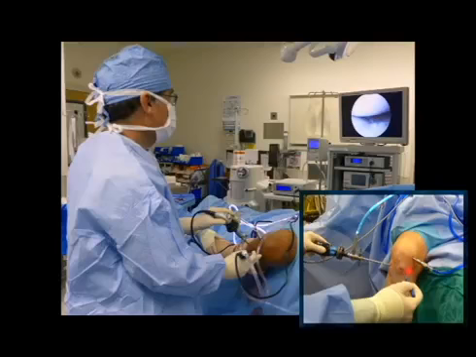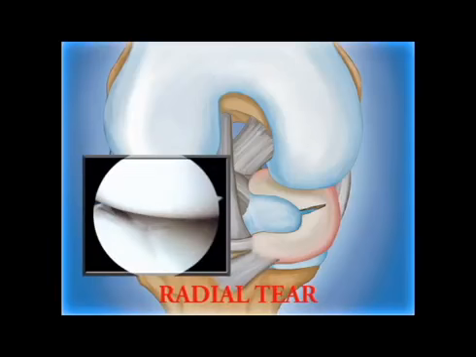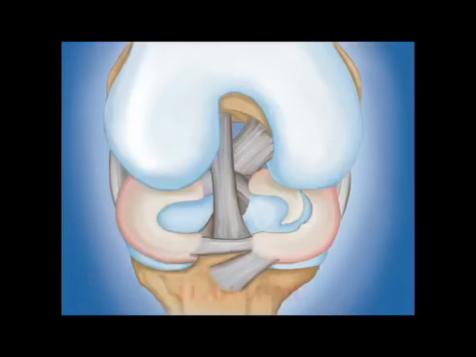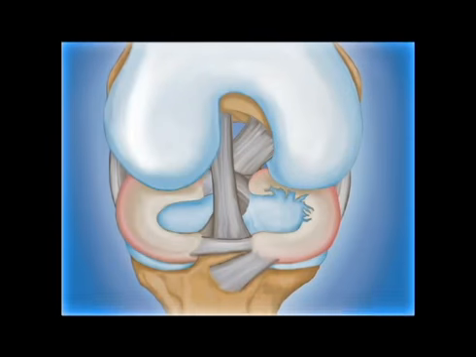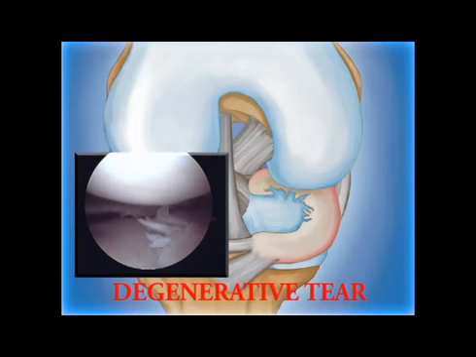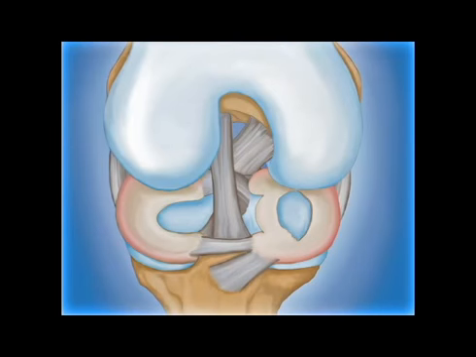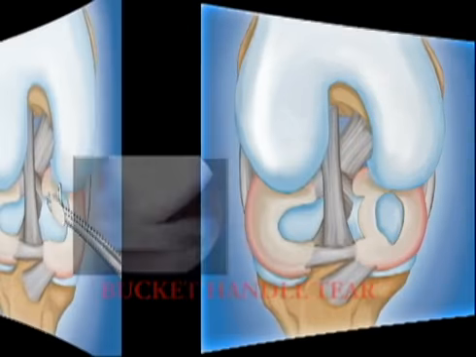Arthroscopy may reveal several different types of meniscal tear. A radial tear extending from the edge of the meniscus into the substance. A flap tear, where a flap of meniscus protrudes into the joint. A degenerative tear, where the edge and substance of the meniscus are fragmented and torn in several areas. A bucket handle tear, when the meniscus tears in its substance but remains attached in front and back. This type of tear frequently displaces and causes locking of the knee.